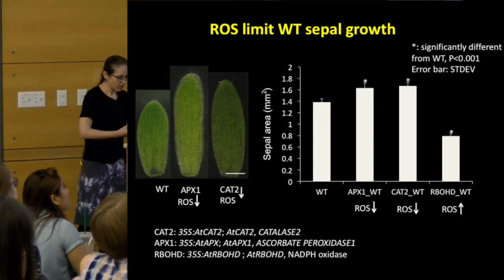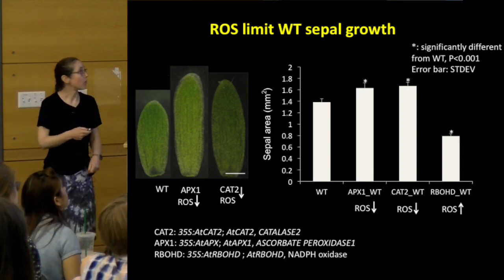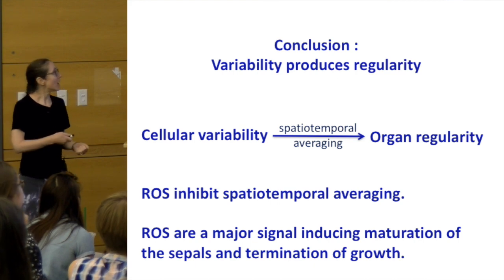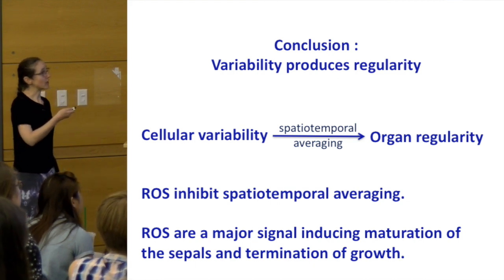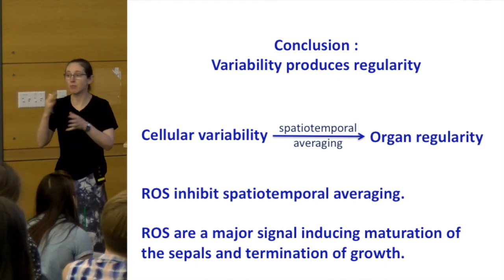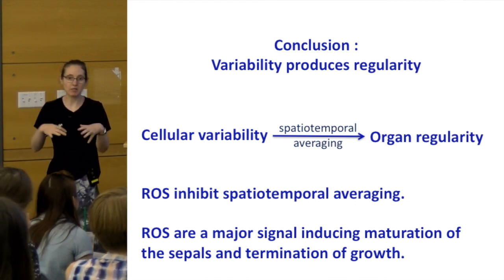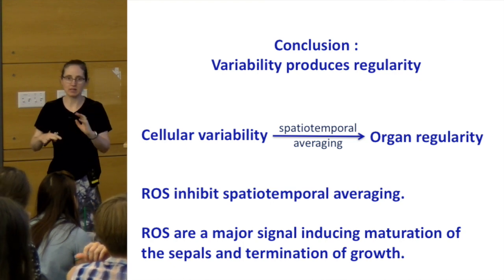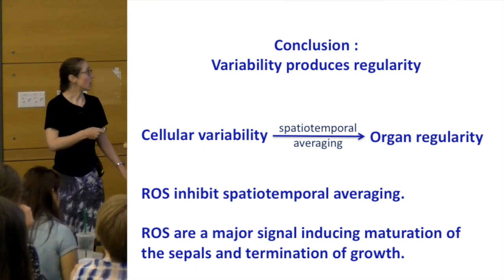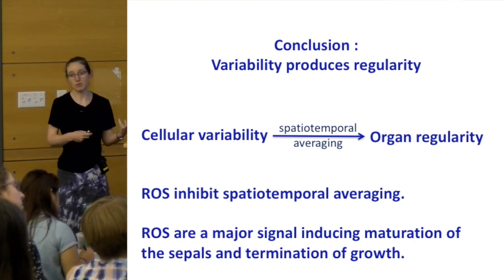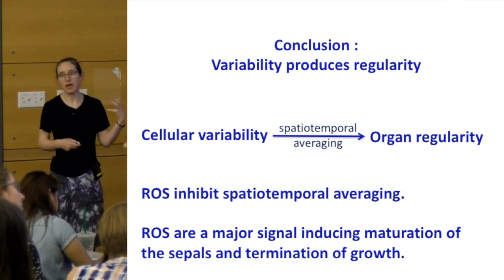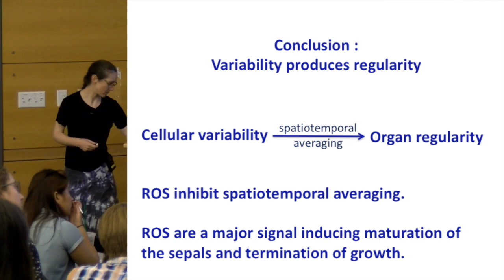Okay, so to finish up, we've shown that variability produces regularity. Isn't that awesome? So if we have our cellular variability, it undergoes spatial temporal averaging to give organ regularity. But you need the cellular variability to be properly balanced to get this to work. In FtsH4, where we've reduced it, it's out of balance, and so it can't work right. And we've also shown that reactive oxygen species are inhibiting the spatial temporal averaging, and that they seem to be a major signal inducing the maturation of the sepals and the termination of growth.